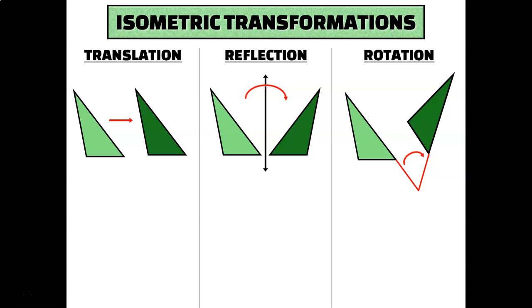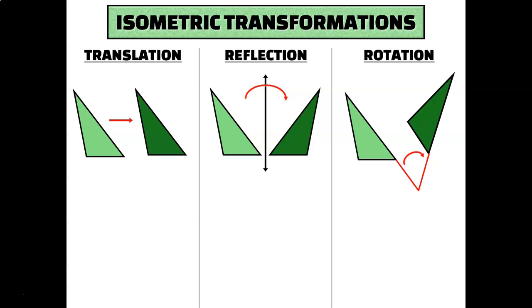The transformation in the middle is a reflection, because the light green triangle was flipped over that vertical line to create the dark green triangle. They're in a different orientation. The triangles are basically pointing in opposite directions. That makes it a reflection. And the final transformation on the right-hand side is a rotation. The light green triangle was rotated or turned around a certain point for a certain number of degrees to make the tilted version that you see for the dark green triangle.